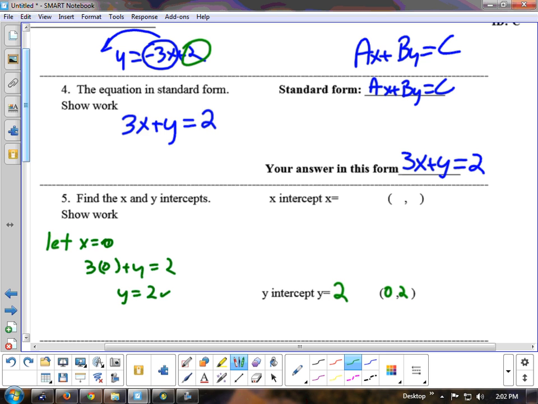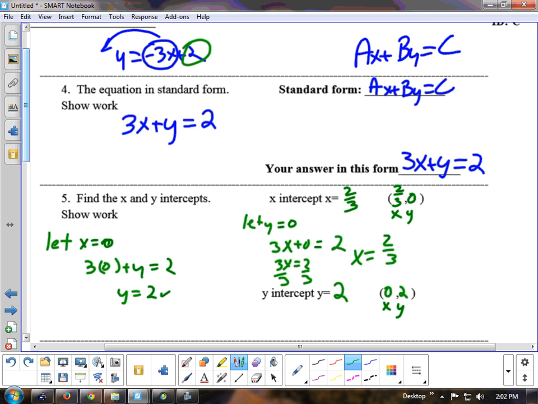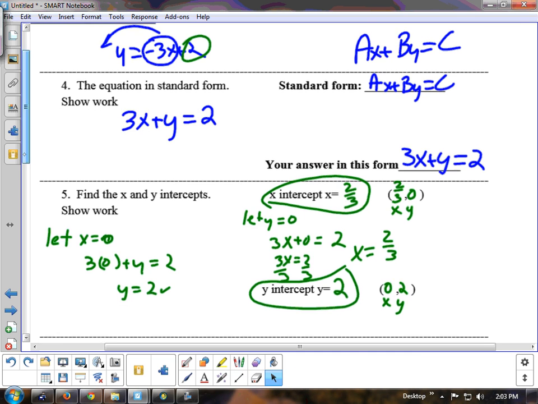Now let's get the x-intercept. Let's let y equals 0. We're going to get 3x plus 0 equals 2. When I solve for that, I'm basically going to have 3x equals 2, divide both sides by 3, and I get x equals 2/3. Now that's not a very good number, but it's still the x-intercept. The ordered pair is (2/3, 0). So 2/3 is the x-intercept, and 2 is the y-intercept.